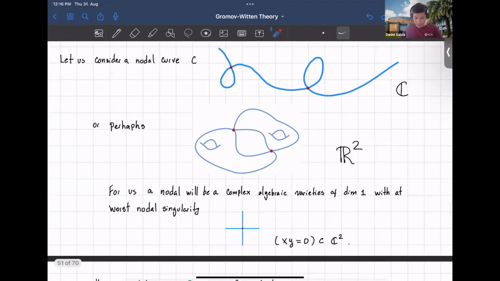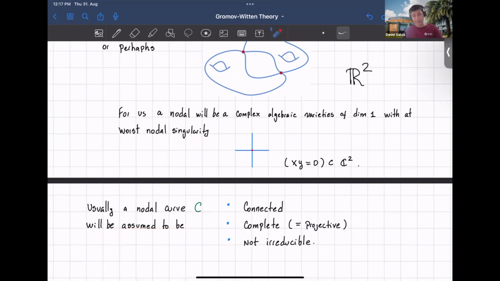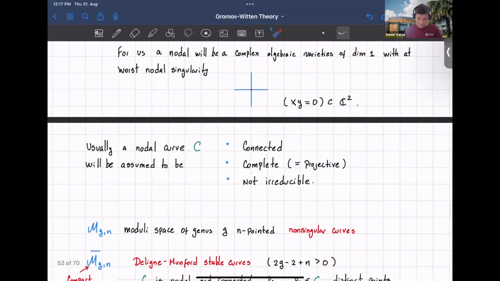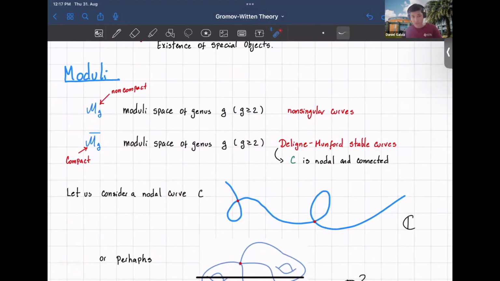Okay, so this is the idea of the nodal curve. Usually a nodal curve C will be assumed to be connected, something we require because we want things to behave properly, with no weird singularities. You can see it from our case of Riemann surfaces, they are connected. We want them to be complete, which is the same as saying that they are projective. We also want them not to be irreducible.